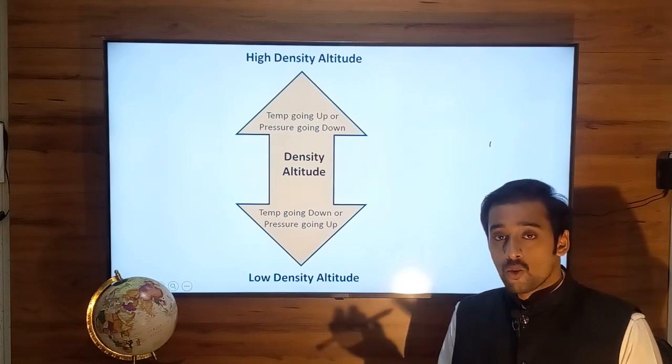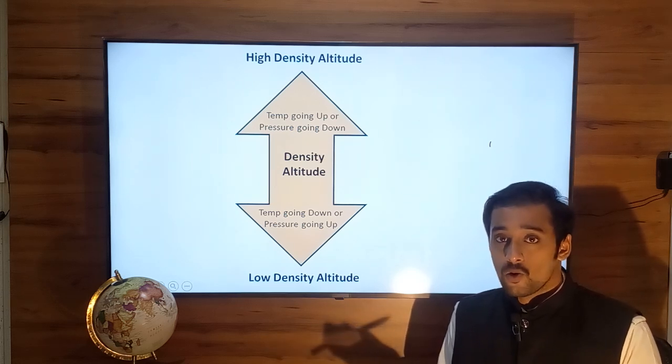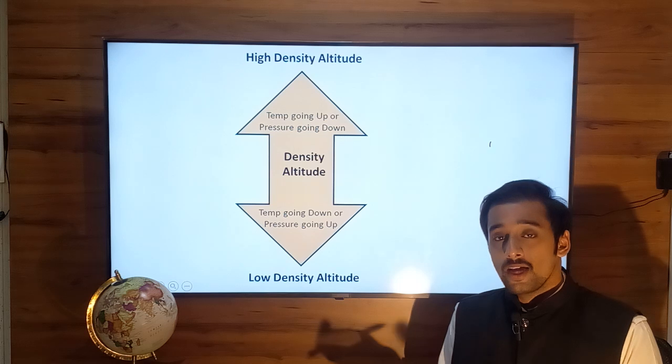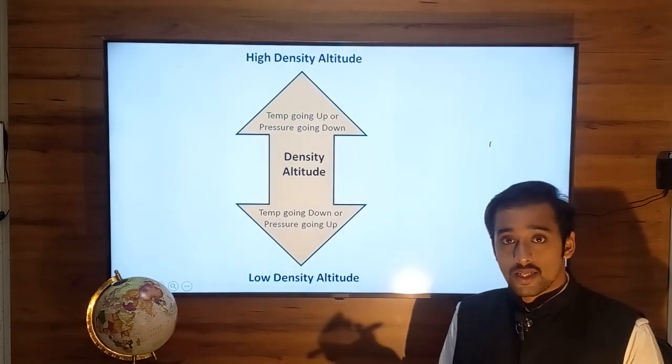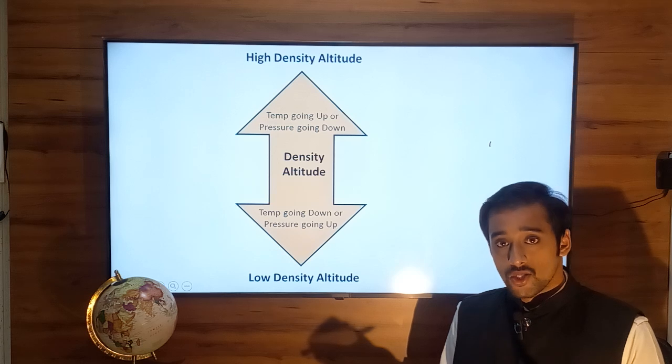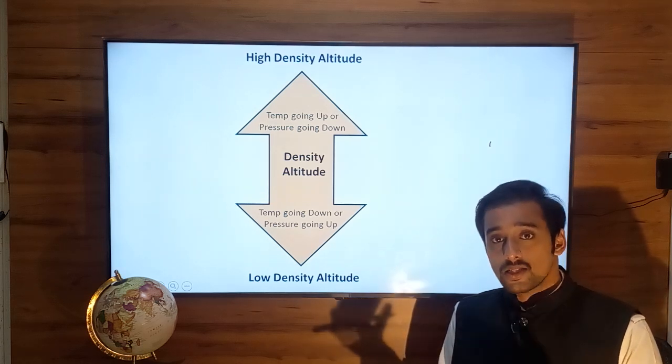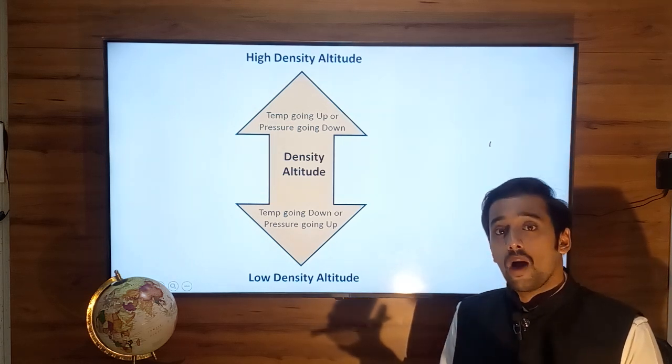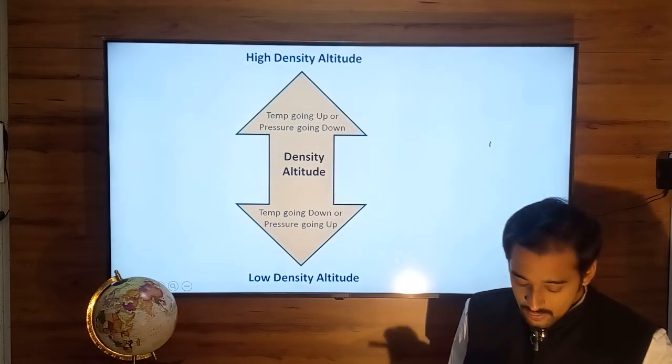The solution or the course of action that the pilot will have to follow for that aircraft will be to wait until temperature cools down, until pressure rises, until humidity in air decreases and density altitude decreases to a very low amount. Okay.